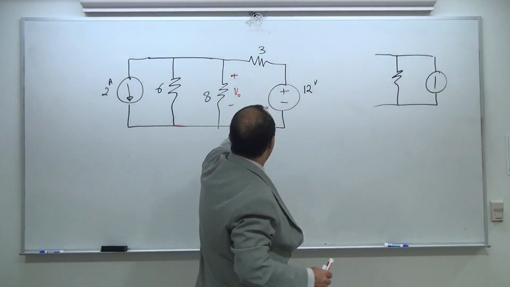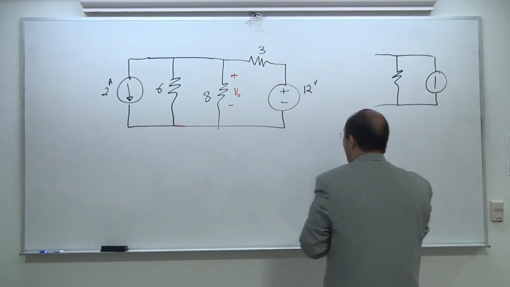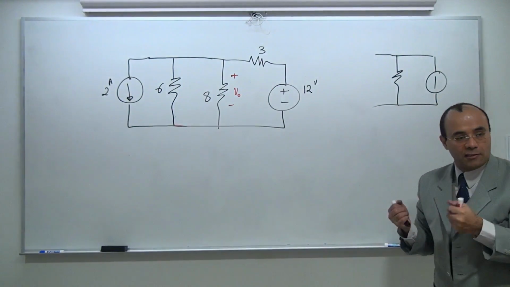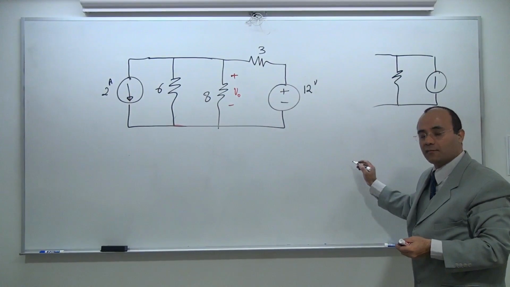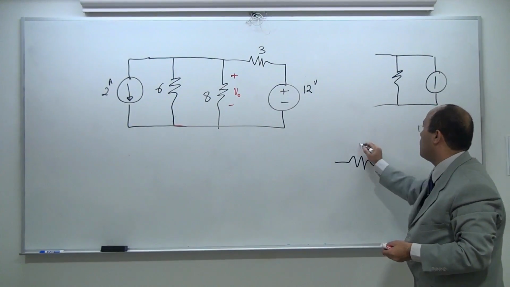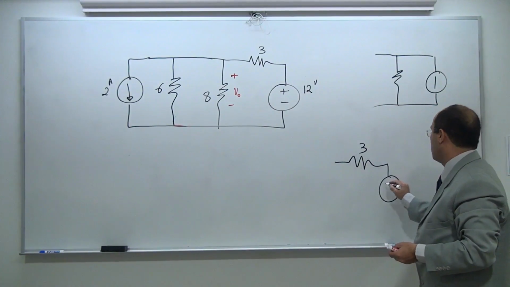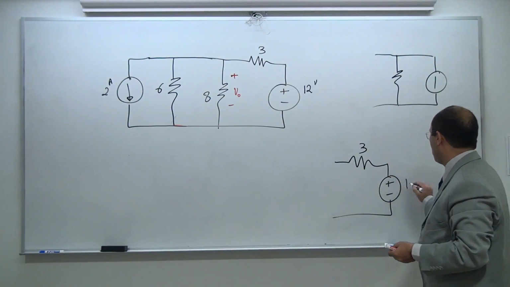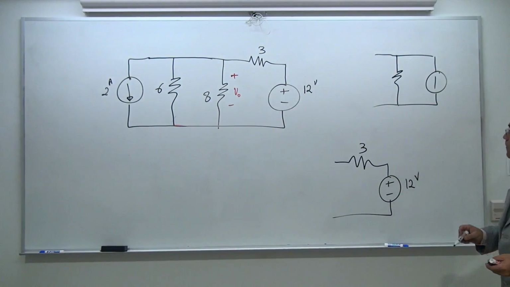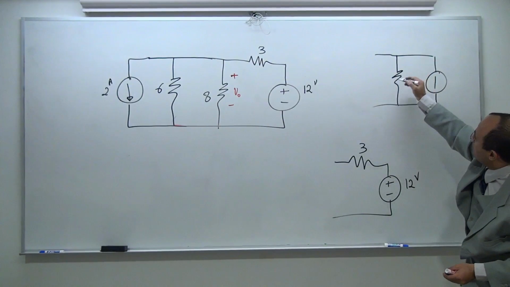So what I'm going to do, I'm going to replace this section. I need you to extract this section in your mind. Just extract it for now. So let's have these 3 ohm and this plus minus 12 volts in front of you. The question is, how much is this resistor? It's very easy. This one is 3 ohm.